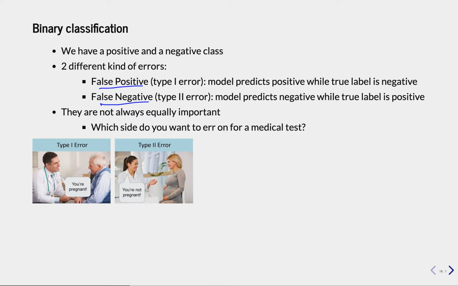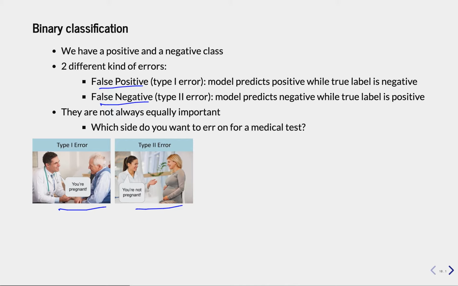And these two are not always equally important, right? So this is one example where you have a man who comes to a doctor and the doctor says you're pregnant. Of course, this is a type 1 error. It's a false positive. The person cannot be pregnant. Well, in this case, the woman is obviously pregnant, but the test says that she isn't. So that's a false negative. And the two are really not equal. And depending on the application, one is more important than the other.